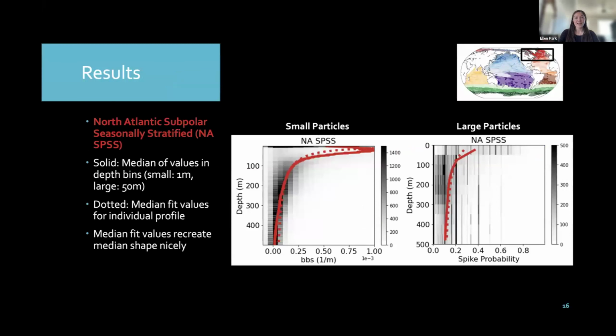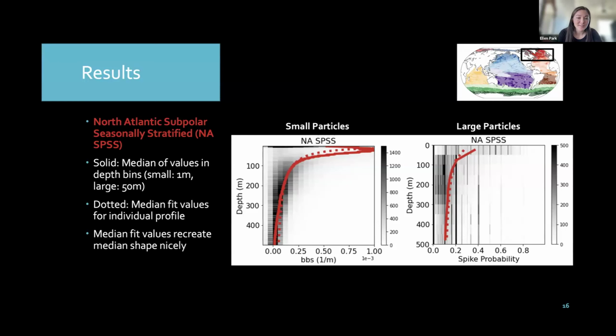Now we can look at some of the results. Before showing you what this looks like for all the ocean and all the biomes, we're going to break it down one biome first. Here we're looking at the North Atlantic subpolar seasonally stratified, which is in red and highlighted in this black box in the upper right-hand corner. On the left we have the small particles, and on the right, the large particles.